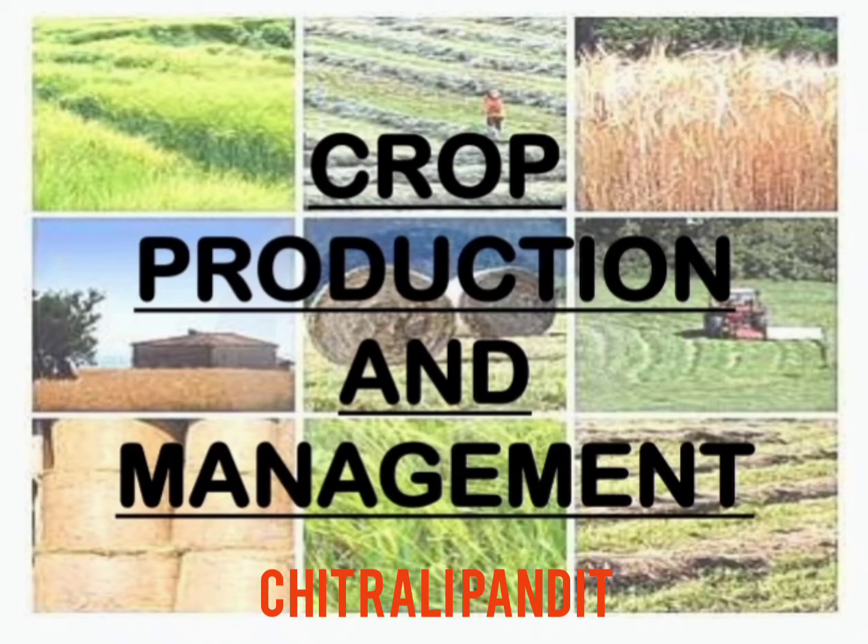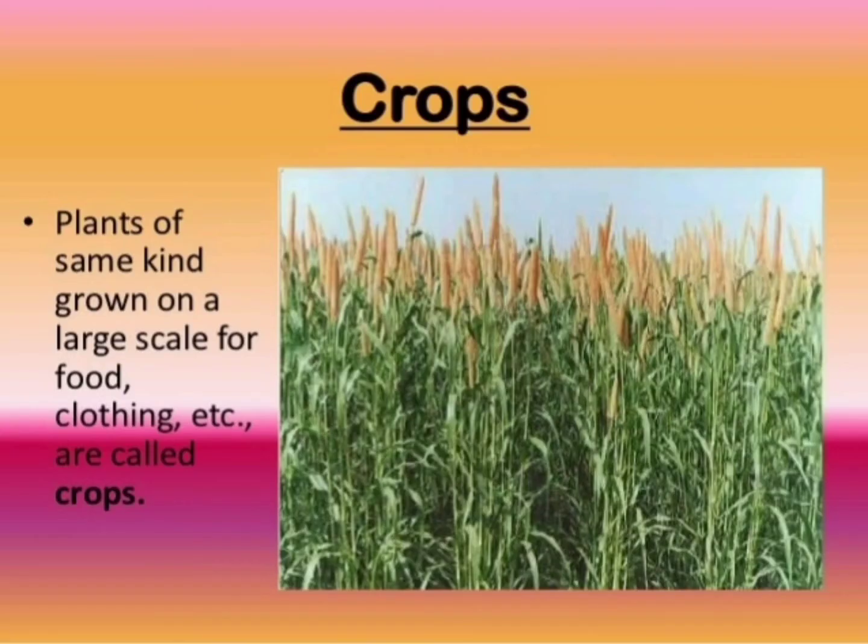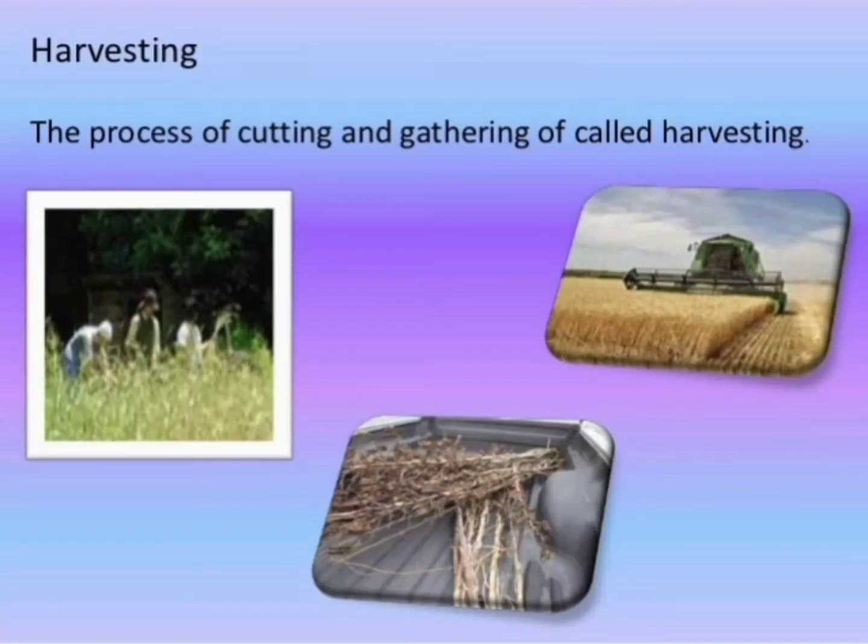So, our chapter is now crop production and management. So, what are crops? Plants of the same kind grown on a large scale for food, clothing, etc. are called crops. And what is the term known as harvesting? The process of cutting and gathering of those crops is called harvesting.